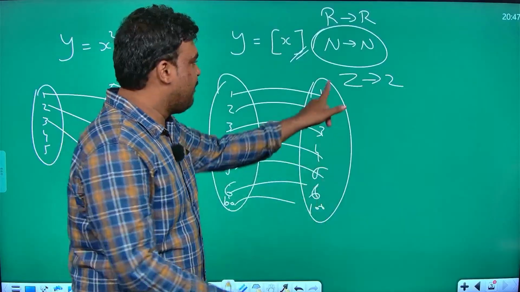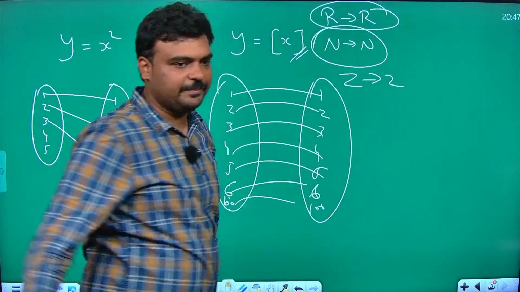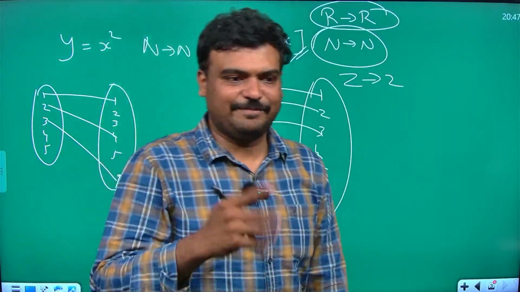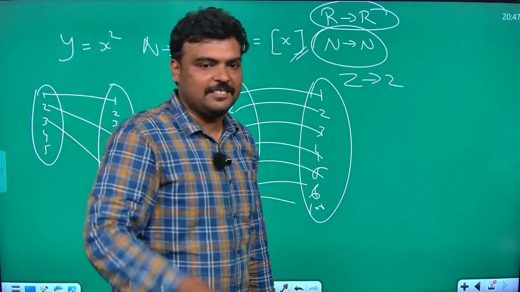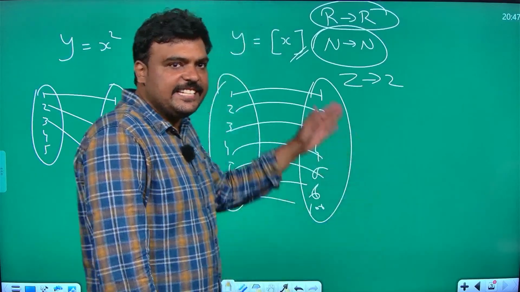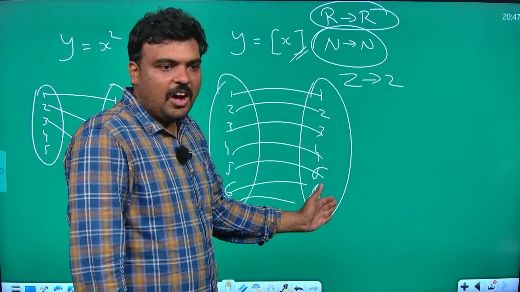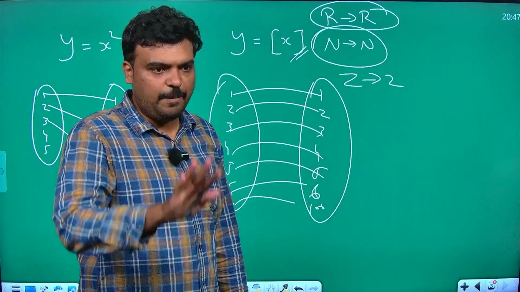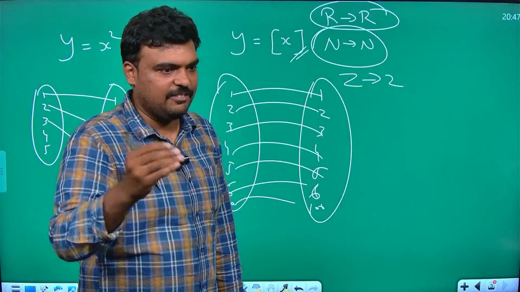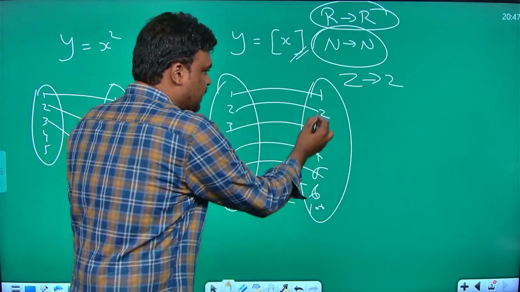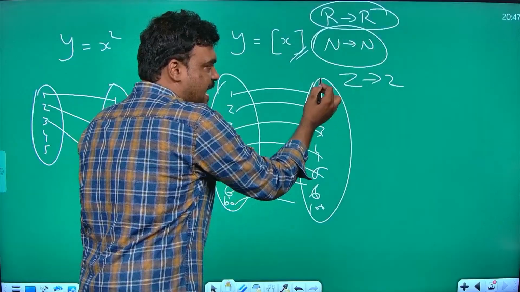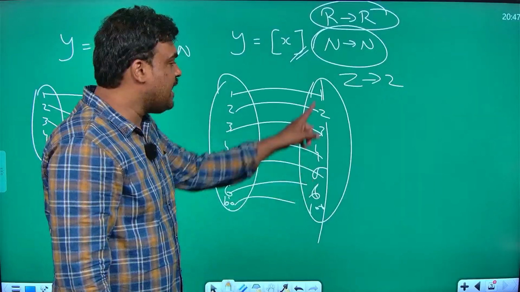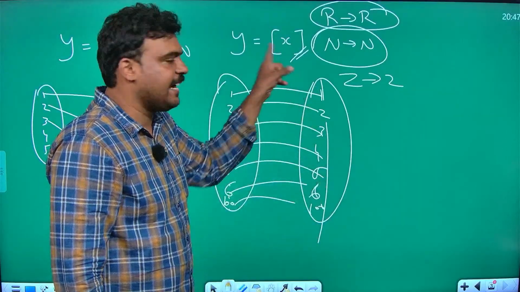Guys, if I make it real, is it onto? No, it is not onto. Why? Only the integers will get mapped. All the decimal numbers will not get mapped. 0.5 will not get mapped. 0.6 will not get mapped. Understood? Because I said real to real. In real numbers, all the numbers will be there, from minus infinity to infinity. But only the integers will get selected because it's the greatest integer function.